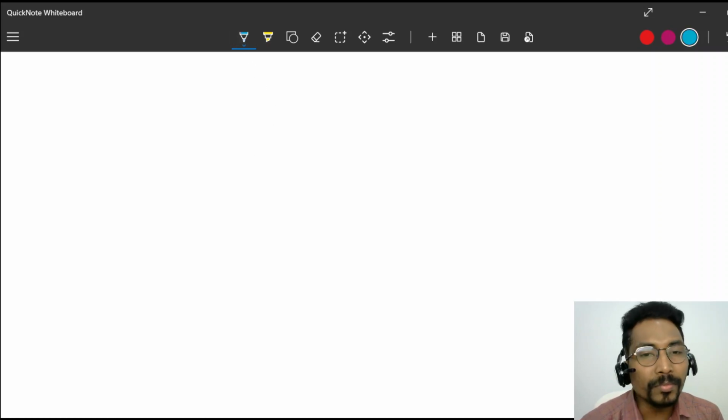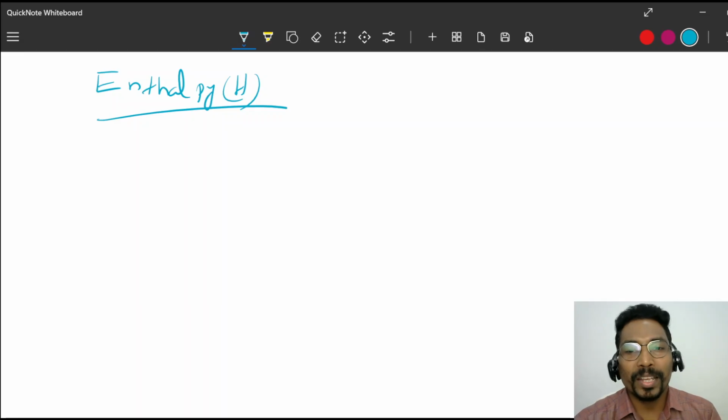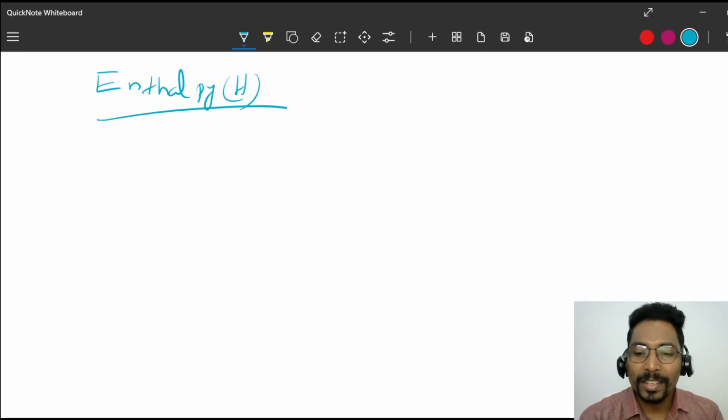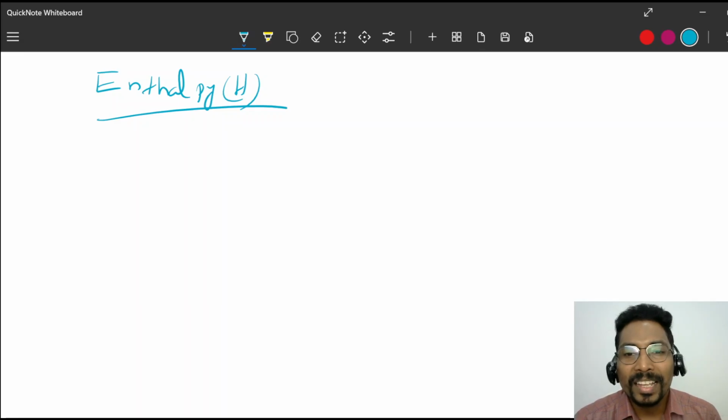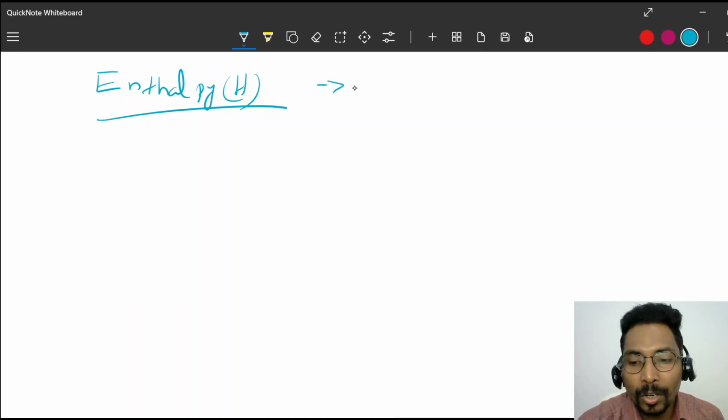Next we can discuss enthalpy. Enthalpy is a very important part of this chapter. Enthalpy is the core part of thermodynamics. You can expect many questions related to enthalpy and enthalpy change calculations. Clear? So enthalpy is denoted by the letter H. And what do you mean by enthalpy? Enthalpy is more related to energy, but exactly it is the total heat content of a system.